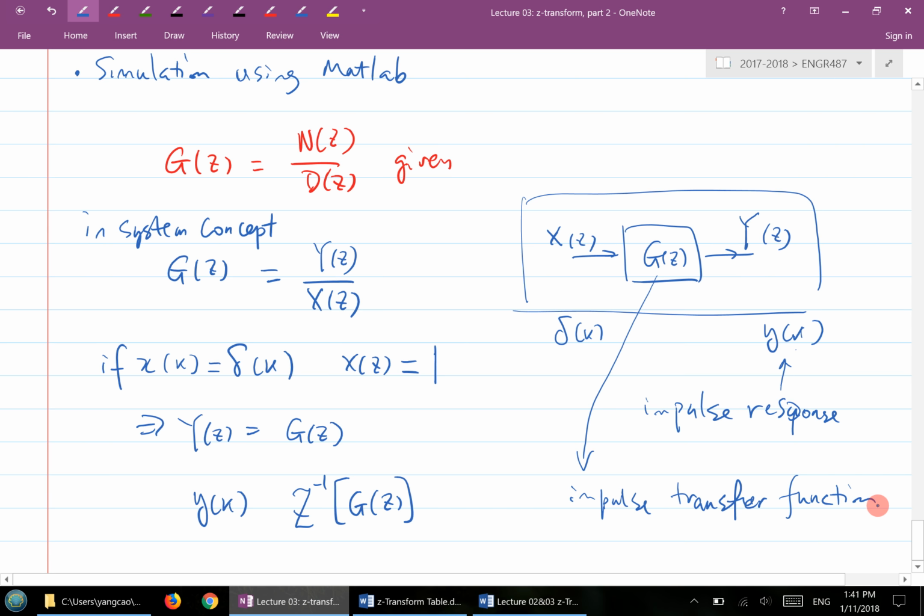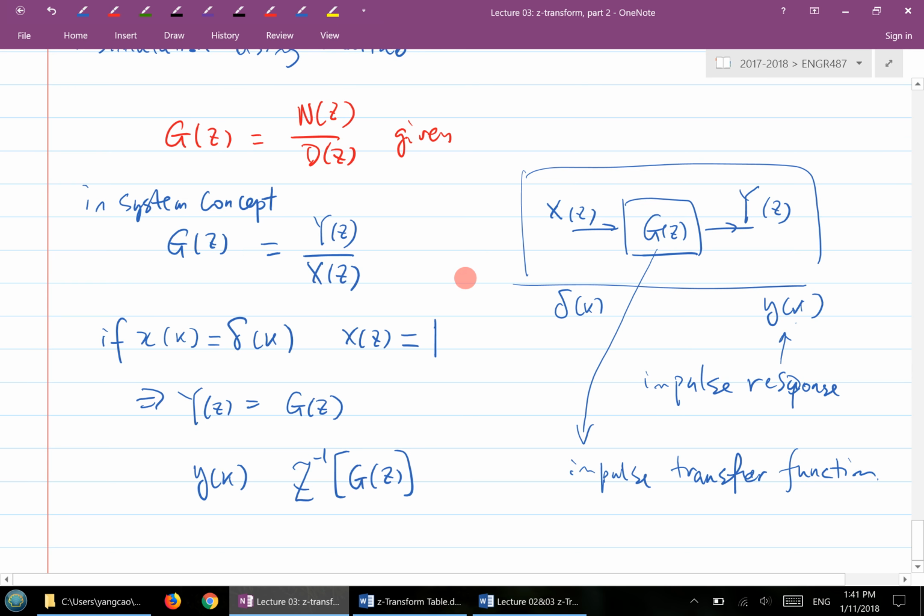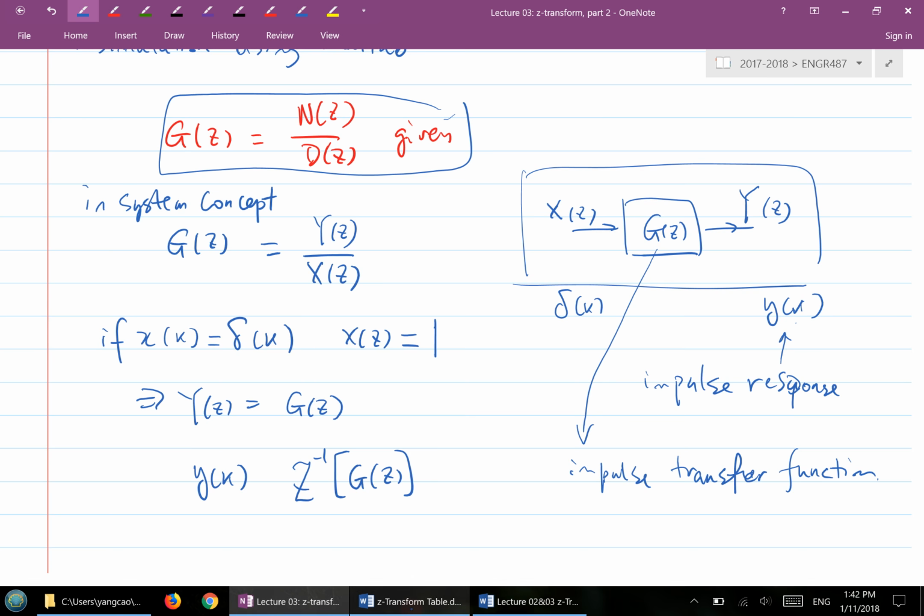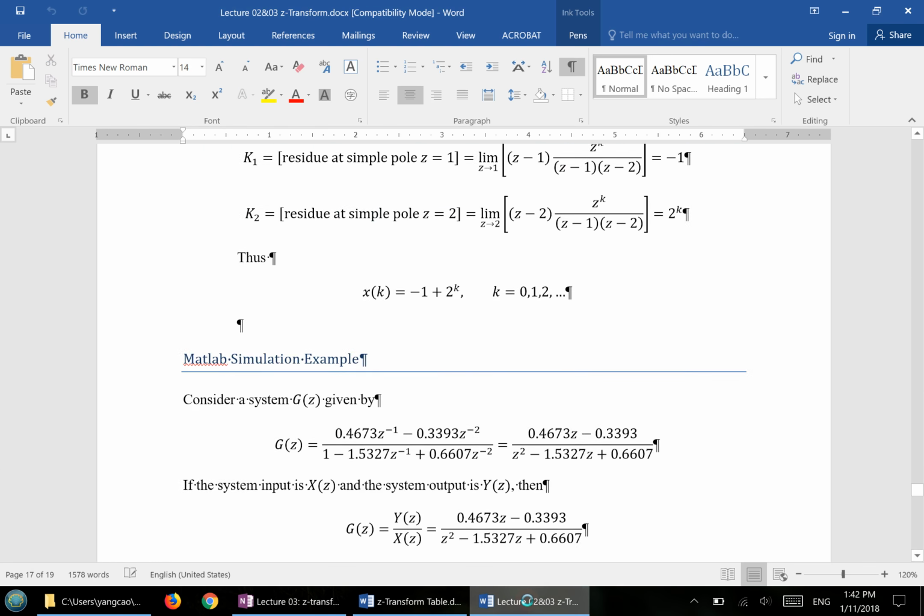So that's the point here. You try to think of this in terms of a system concept. If this is given and I want to simulate this system, I would give the system a Kronecker delta input, and then what I get is the inverse of the g of z, or the output of the system, the impulse response of the system. Does that make sense? This is how we can do this in simulation.